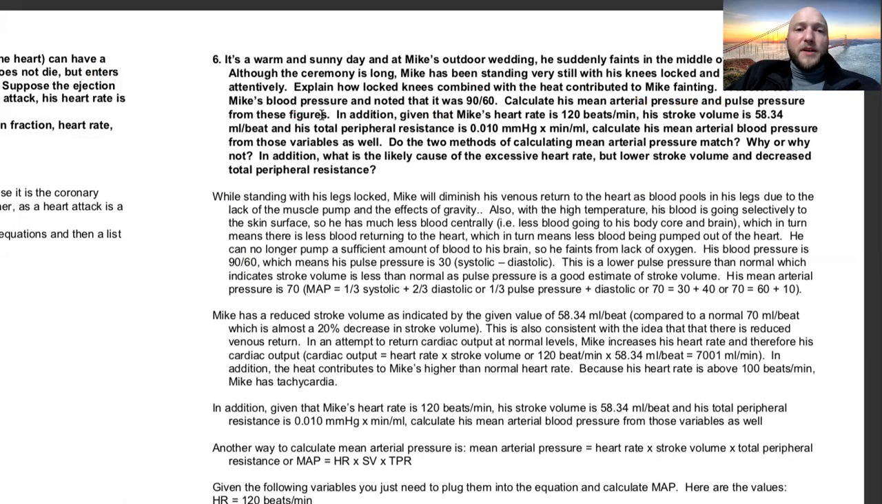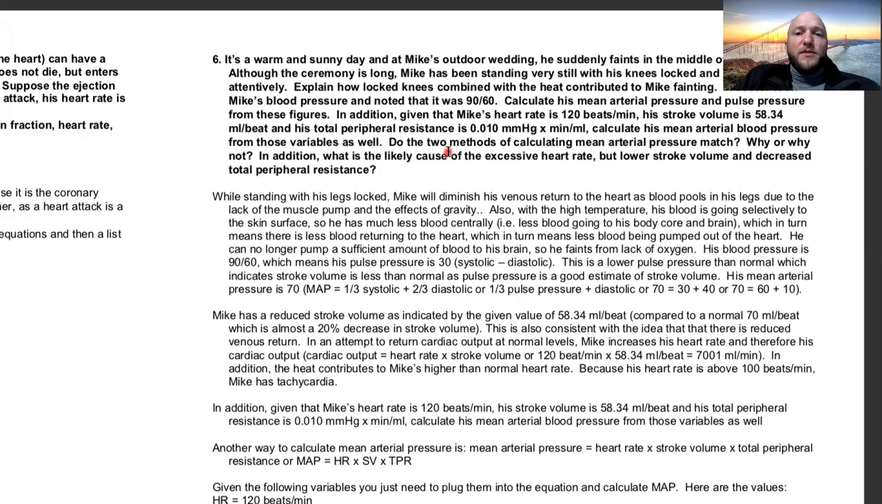A doctor took Mike's blood pressure and noted that it was 90/60. Calculate his MAP and pulse pressure from these figures. In addition, given that Mike's heart rate is 120 beats per minute, his stroke volume is 58.34 milliliters per beat, and his total peripheral resistance is 0.01 millimeters of mercury times minute divided by milliliters, calculate his mean arterial blood pressure from those variables as well.